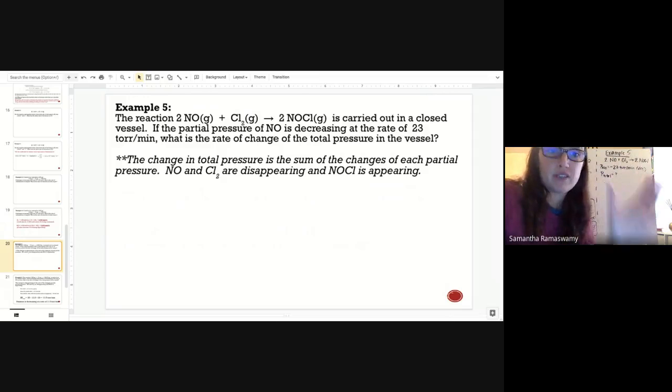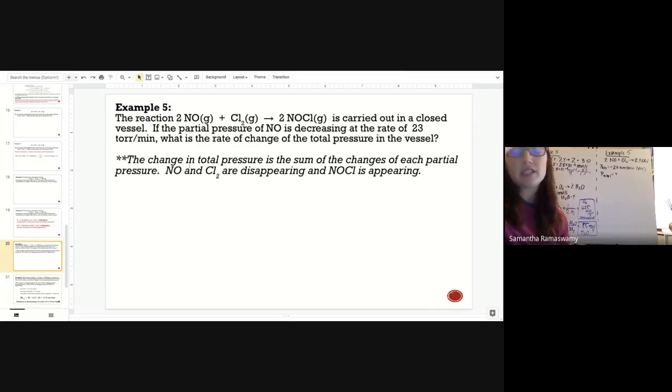We can also look at rates of gases. A lot of times we're looking at either rates of solutions or rates of gases. If we're looking at rates of gases, it's given in pressure over time. When we see pressure over time, we don't have to convert anything, but it means we're dealing with gases. If the partial pressure of NO is decreasing at the rate of 23 torr per minute, what is the rate of change of the total pressure in the container? I gave a hint: the change in total pressure is the sum of the changes of each partial pressure.